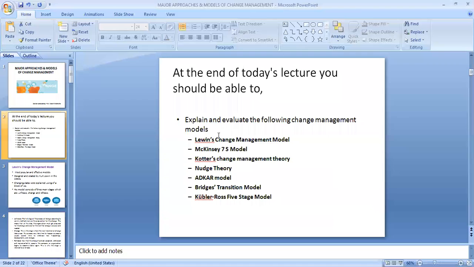Now you are in a position to explain and evaluate the change management models. These are the models: Lewin's change management model, McKinsey's 7S model, Kotter's change management theory, nudge theory, the ADKAR model, the Bridges transition model, and the Kubler-Ross five-stage model. I hope it was clear for you.